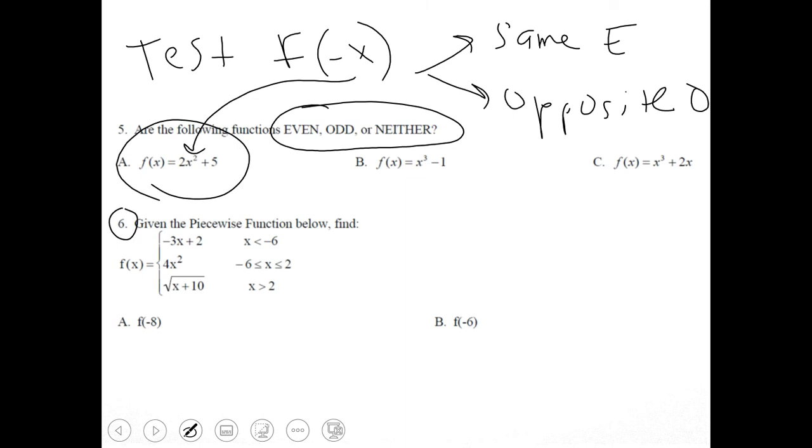6 is perhaps your first piecewise function of the year, but all they're asking you to do is evaluate it. So these are the 3 different pieces of the function, the 3 different pieces of the domain. You're only allowed to calculate each of these values in the appropriate domain. You don't do all 3, you only do the one that applies.